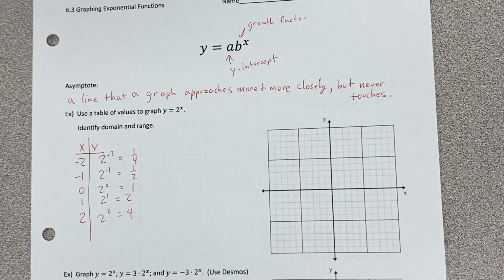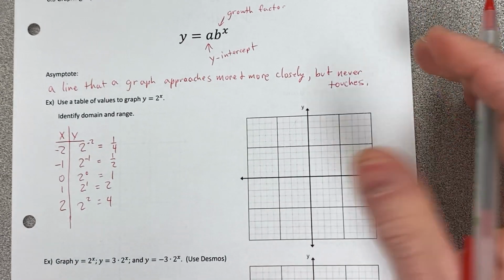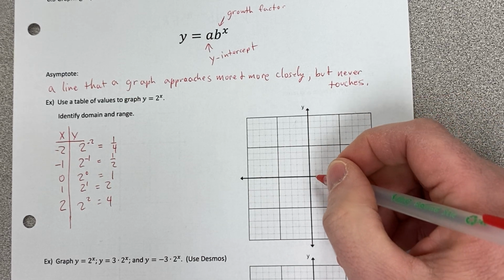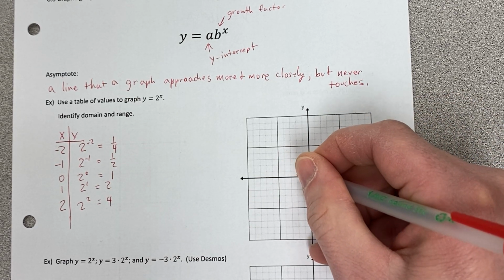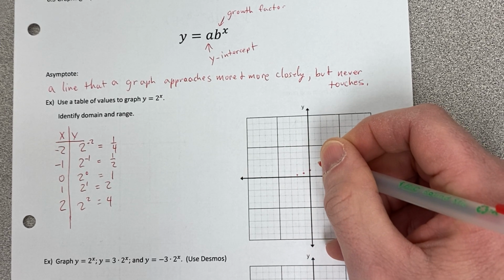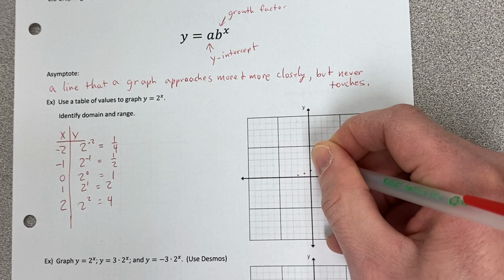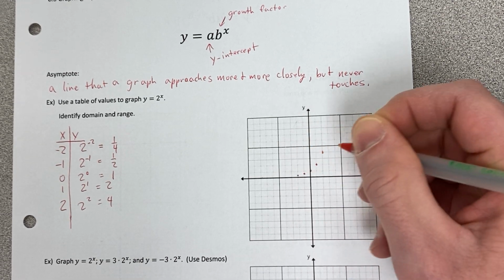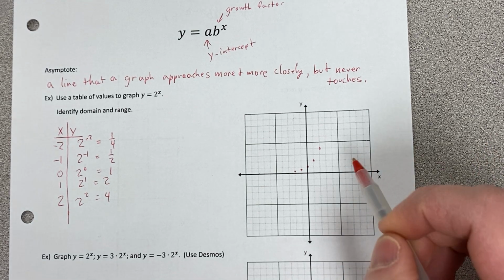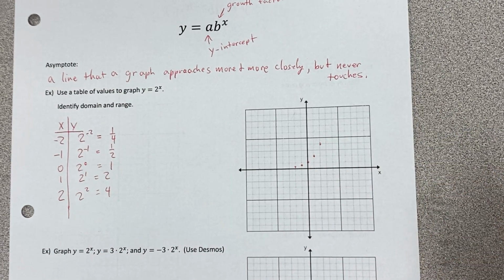Okay, so now plot these points and take a look and see what's going on here. So -2 up 1/4, -1 up 1/2, 0, 1, 1, 2, 2, 4. Okay. Now, you see how this is not a line, is it? It's not straight. It's got this bend to it. And exponential functions all have this bend to them. Sometimes it's more sharp, sometimes it's less sharp, sometimes it's more subtle.